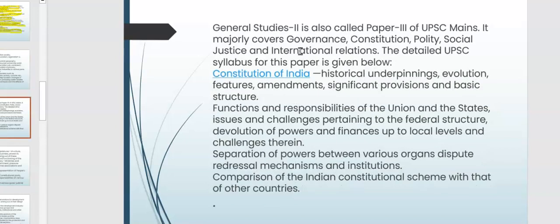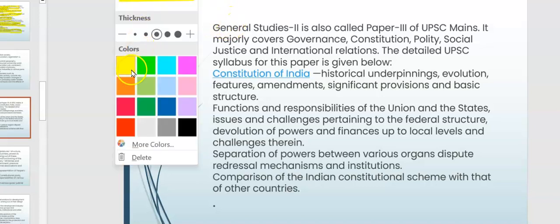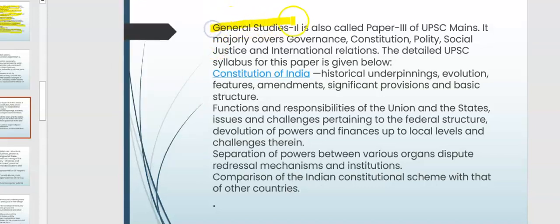General Studies 2 is also called Paper 3. Again, very important. General Studies 2 is also called Paper 3 of UPSC Mains. It majorly covers governance, constitution, polity, social justice, and international relations. The detailed UPSC syllabus for this paper is given below.